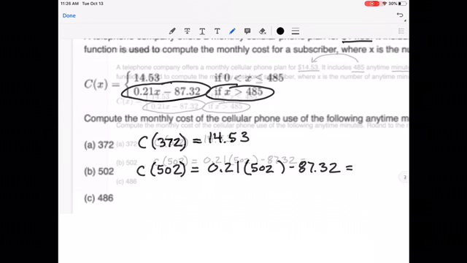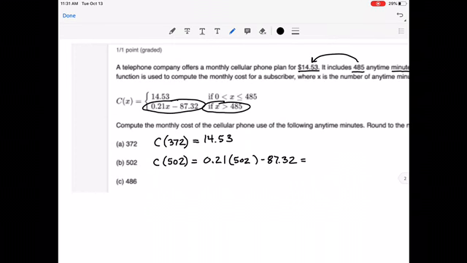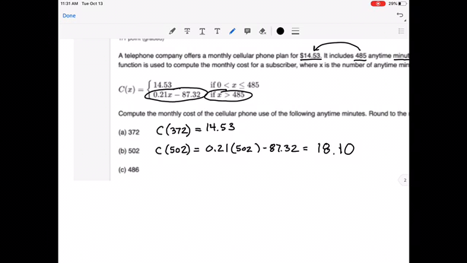Now putting that into a calculator, we come out with 18.1. And again, consider this in the context, this is dollars. So they're going to pay a little bit more than the 14.53, but again, only because they talked more than 485 minutes. And so they had a little bit of additional extra charge.